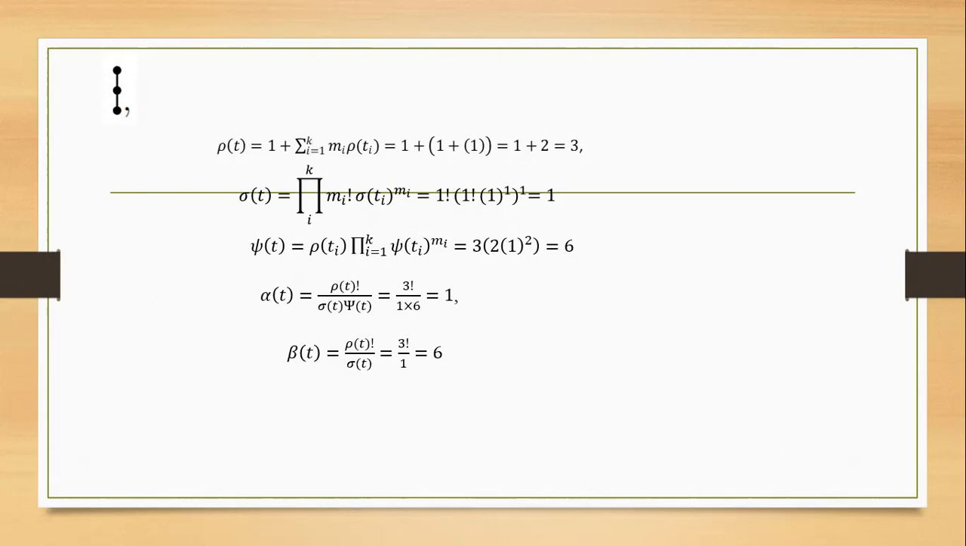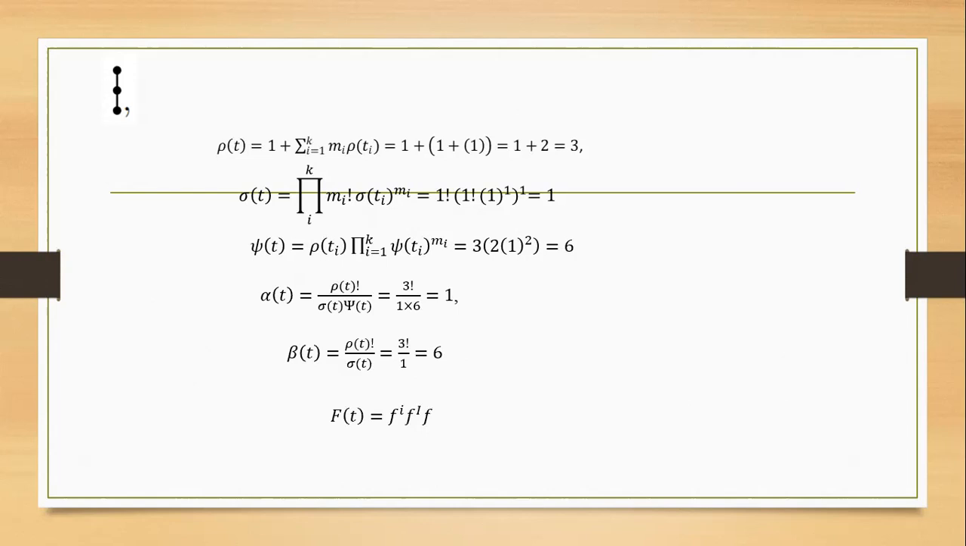Then I have the unordered set, which is going to be the ordered factorial, 3 factorial, divided by the other symmetry, which is 1. I'm going to have 6 over 1. And the differential coefficient. Now, look at this.